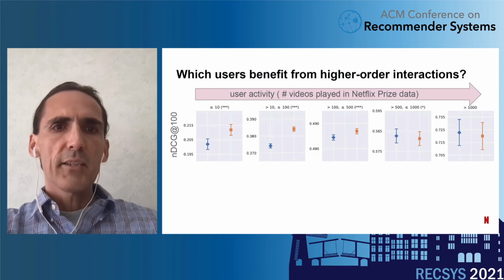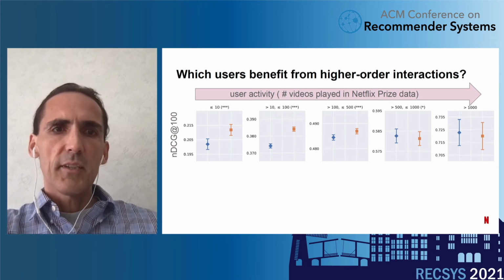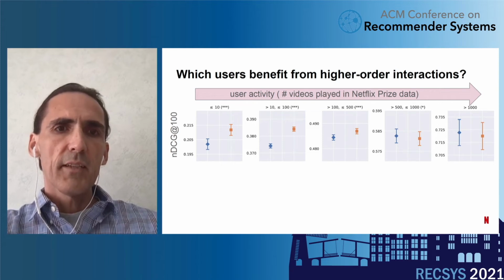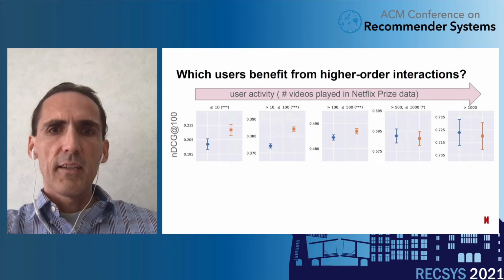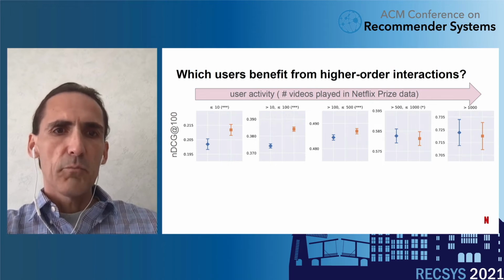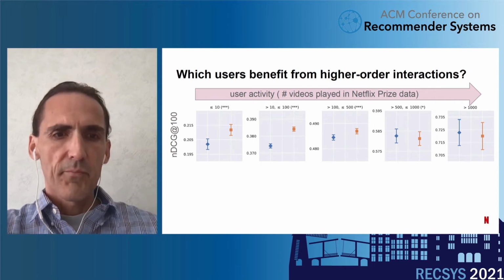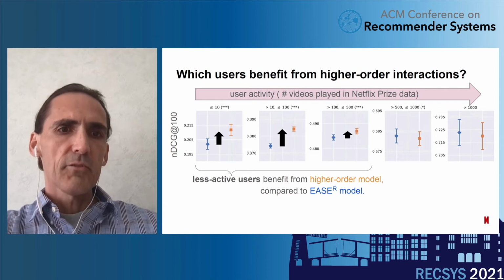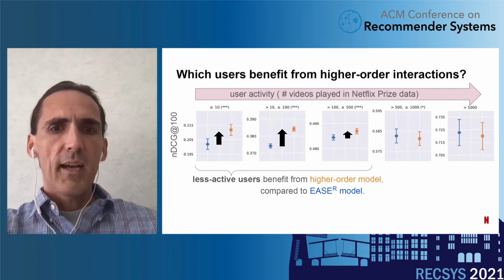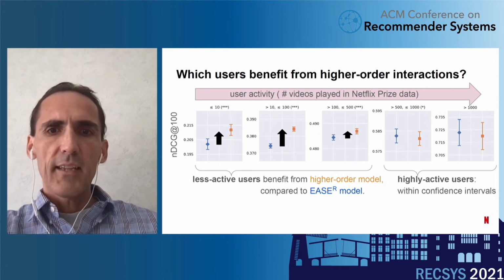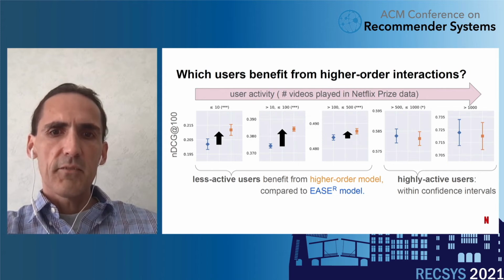Finally, which users actually benefit the most from modeling higher order interactions? To this end, we split the users based on their activity, that means the number of videos they played in the Netflix Prize data, into 5 buckets, which can be seen in these 5 plots. On the y-axis, we have the ranking metric NDCG at 100. And as we can see, the less active users benefit a lot from these higher order interactions compared to using the baseline EASE model. On the other hand, for the highly active users, the situation is pretty flat within the confidence intervals.